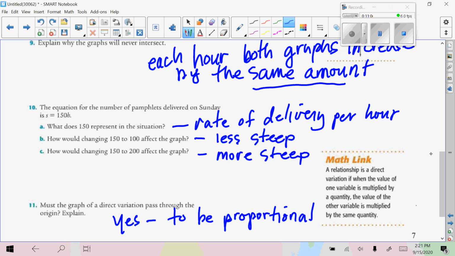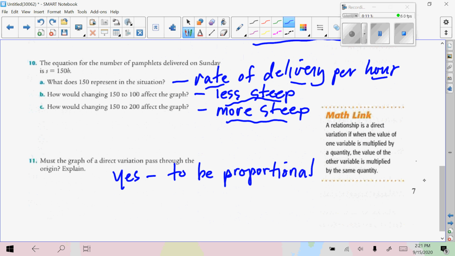Okay, the 150 is the rate of delivery per hour. If you change that to 100, you'd have a less steep line. It wouldn't be going up as fast. And if you changed it to 250, it would be more steep. Why does it have to pass through the origin? If it doesn't, then it won't be proportional. And to be a direct variation, you must be proportional.